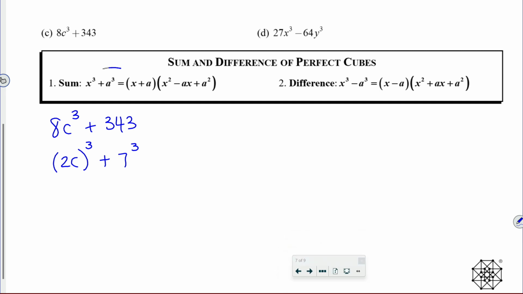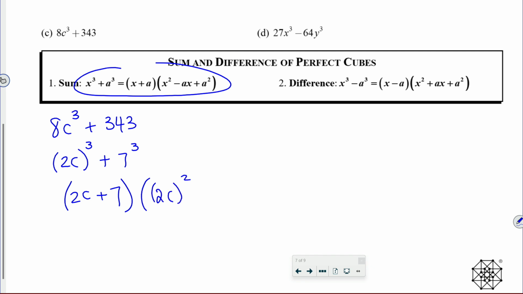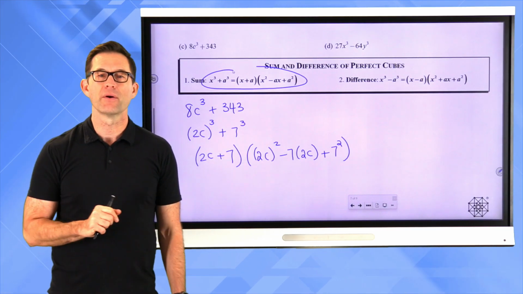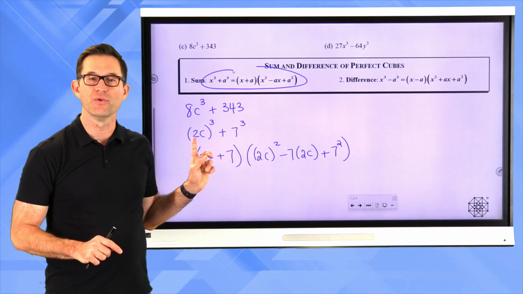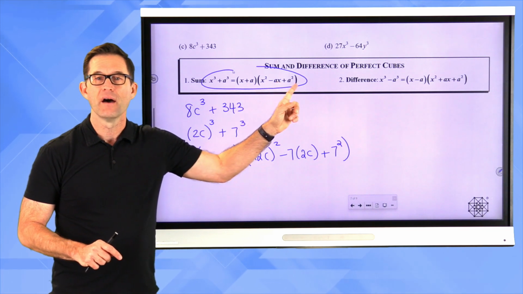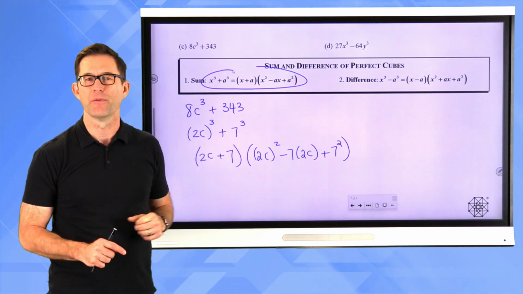All right, so now I'm going to be using this pattern. What do I do? Well, for x, we use 2c, and for a, we use 7. So that's going to be 2c plus 7. Now, remember, this is x squared, so that's going to be 2c squared minus 7 times 2c plus 7 squared. Now we've got some cleanup to do, and we'll get there in just a moment, but do you see what I've done? Everywhere there's an x, I've replaced it with 2c, and everywhere there's an a, I've replaced it with 7. That's probably the easier one.